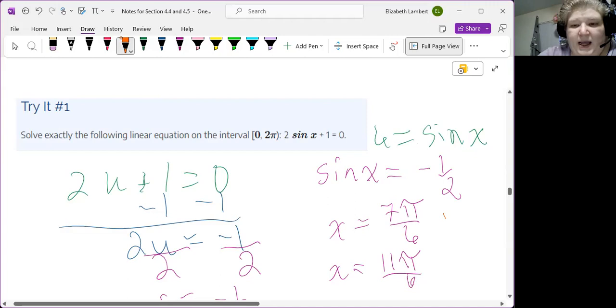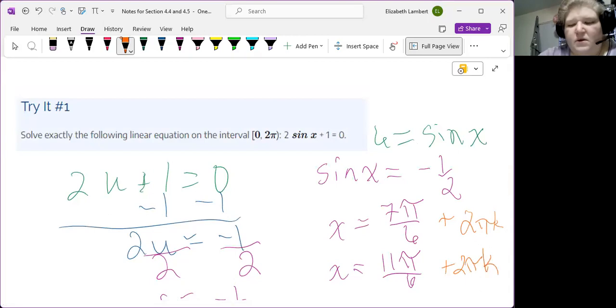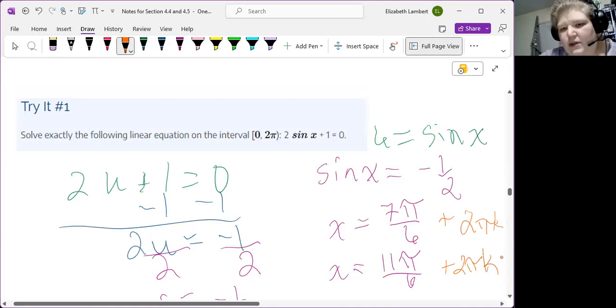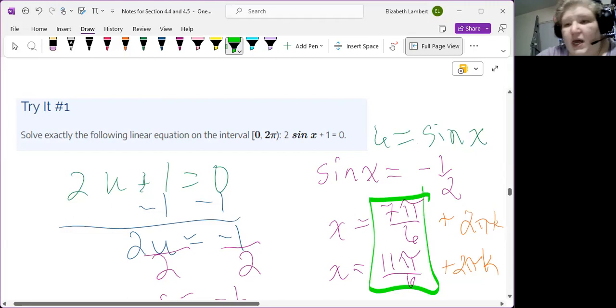And again, technically plus 2 pi k. But here our only answers that stay between 0 and 2 pi are the ones that we found on the unit circle. So the actual answer is those two guys.